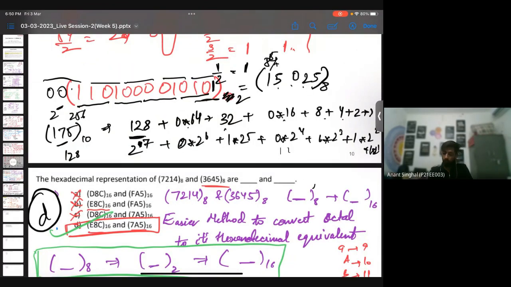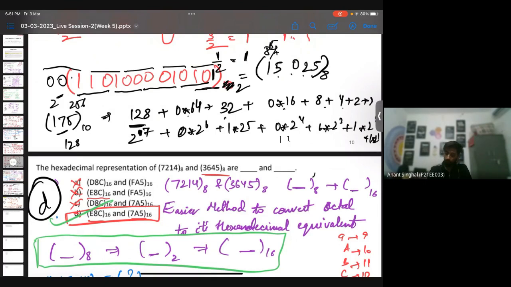For 175 also I calculated. I also presented one more method: you need to check under what maximum power of 2 it comes. 2 to the power 7 is 128 and 2 to the power 8 is 256. This number is between them, so we take the lower one. Similarly, after 128, the left part is less than 64, so we do not take 64, and then 32, and so on. This is one of the good methods to find it directly. So the answer to this question was 1 0 1 0 1 1 1 1 to the base 2. This was 175 to the base 10.